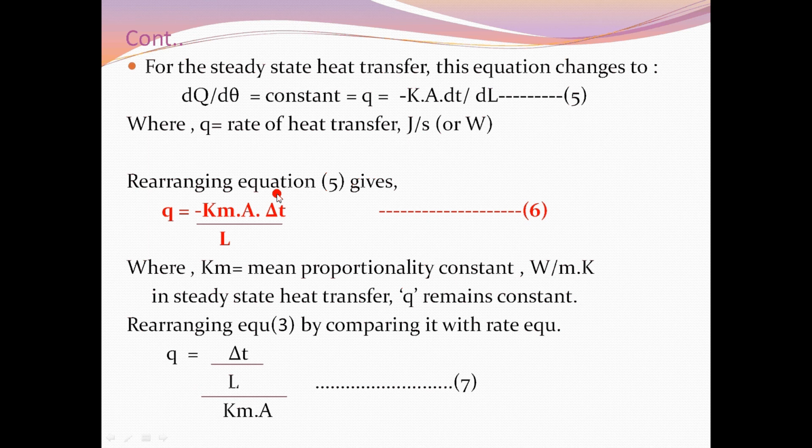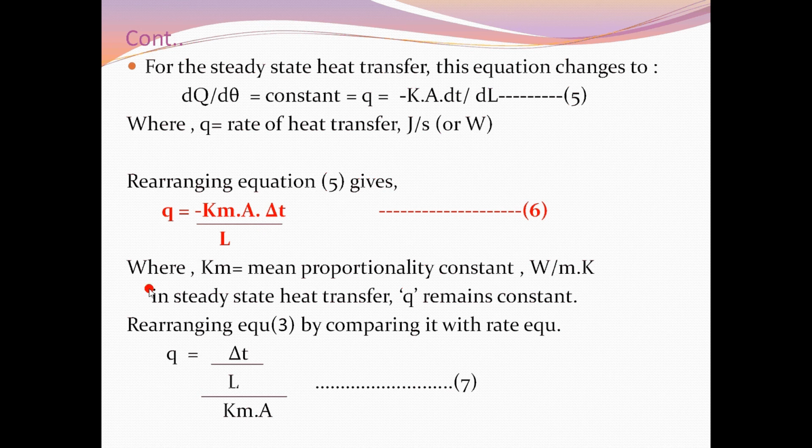In the next step, rearranging equation number 5, q is equal to minus km into A into delta T upon L. What is the difference between these two equations? In equation number 5, instead of dT by dl, we put here delta T upon L. Delta T again means the temperature difference, right? L is the thickness of this metal wall, capital L.